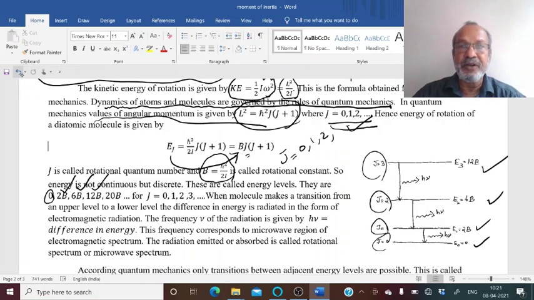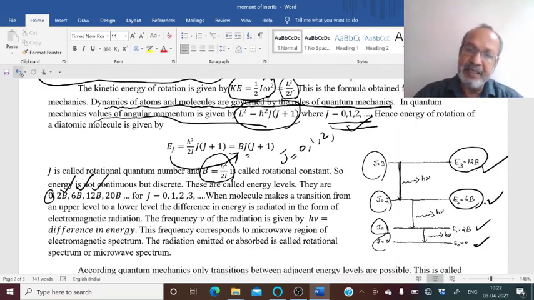Now the diatomic molecule can rotate with any of these energies. So if a molecule is rotating with 12b energy, it can go to a rotational state with 6b energy by making a transition like this. In that case, the difference in energy will be radiated in the form of electromagnetic radiation, and its frequency h nu is given by E3 minus E2, that is 12b minus 6b. So you will get h nu is equal to 6b.